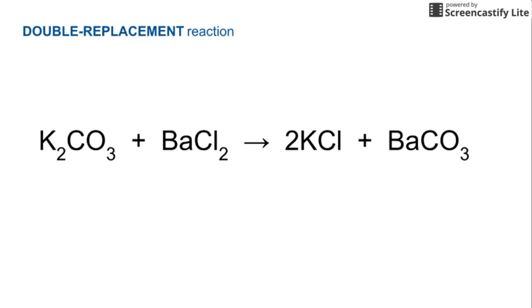In a double replacement reaction, two ionic compounds at the start exchange their positively charged ions, their cations. The positively charged cations are the ones at the beginning of the compound. So in this case, the potassium replaces the barium, and potassium joins the chloride ion, and the barium at the same time replaces the potassium, and the barium ends up with the carbonate ion. So potassium carbonate and barium chloride turn into potassium chloride and barium carbonate.